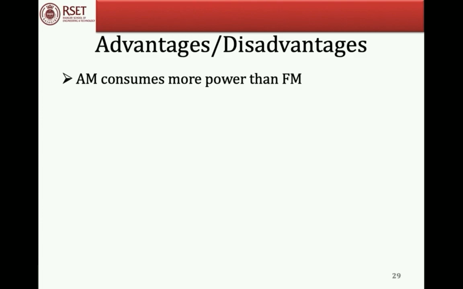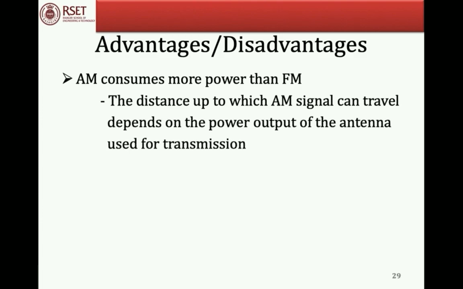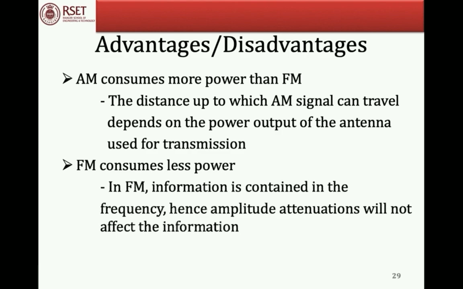AM consumes more power than FM. The distance up to which the AM signal can travel depends on the output of the antenna used for transmission. FM consumes less power. In FM, the information is contained in the frequency, hence amplitude attenuations will not affect the information.